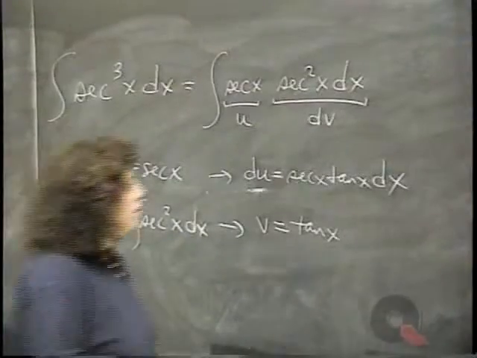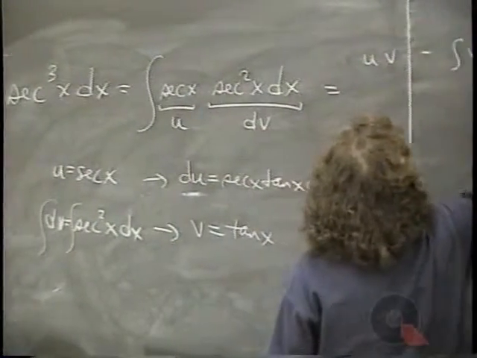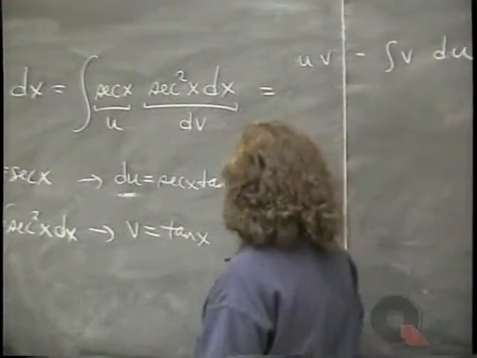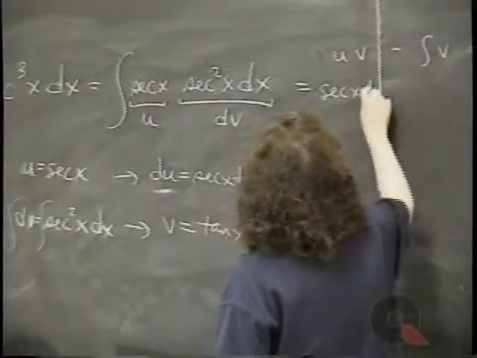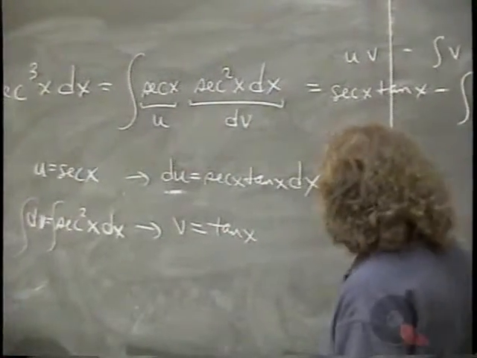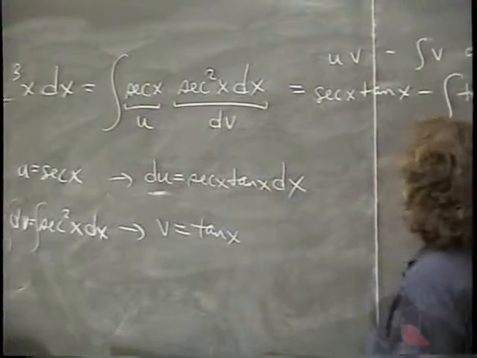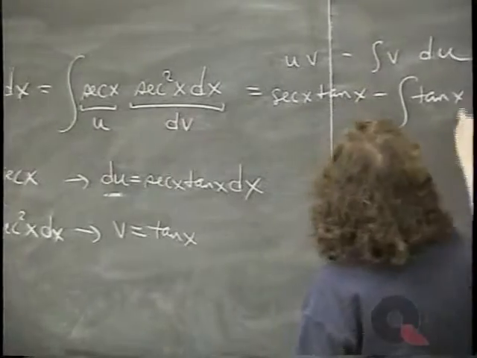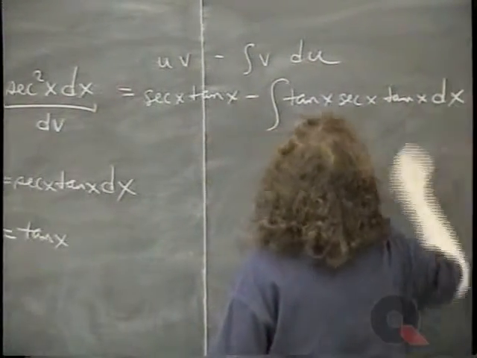So let's see what happens here. We have uv minus the integral of v du. uv would be secant x tangent x minus the integral of v du. Well, v is tan x, and du is secant x tan x dx.